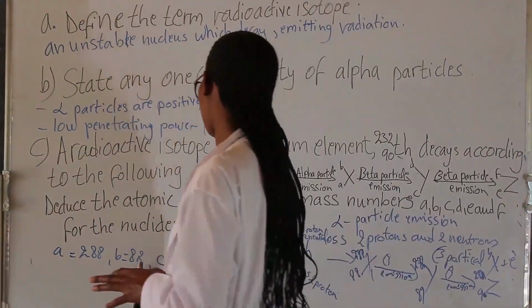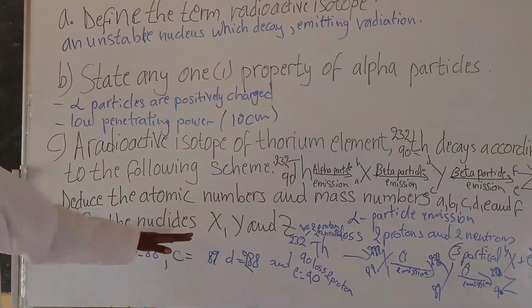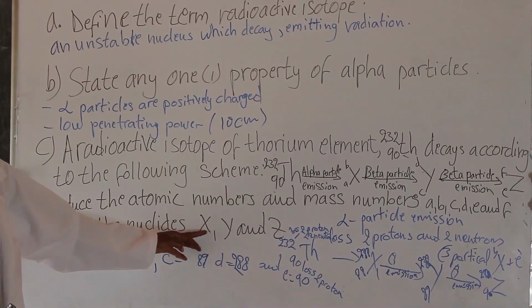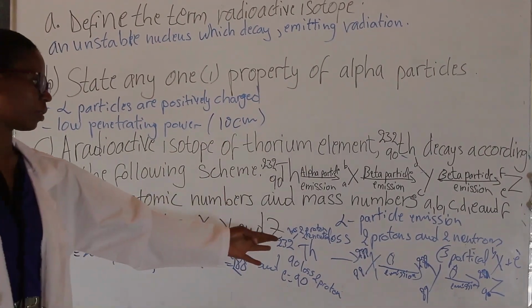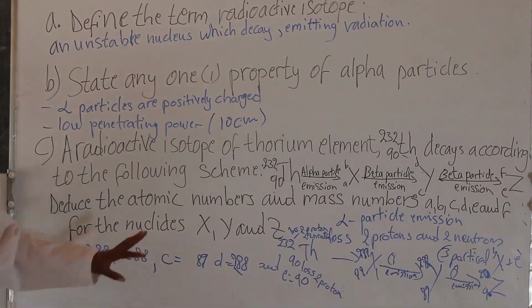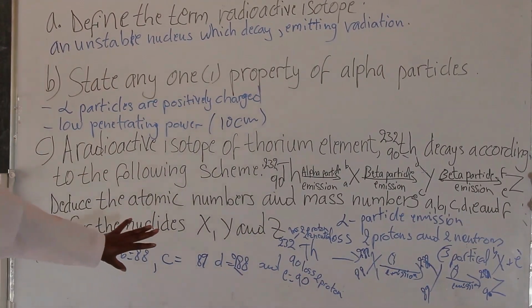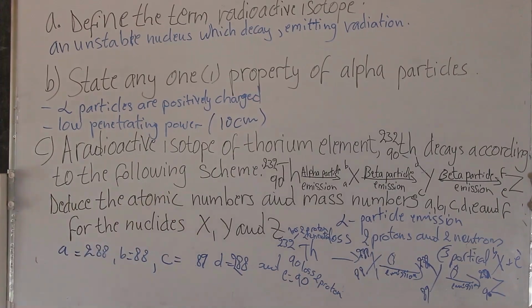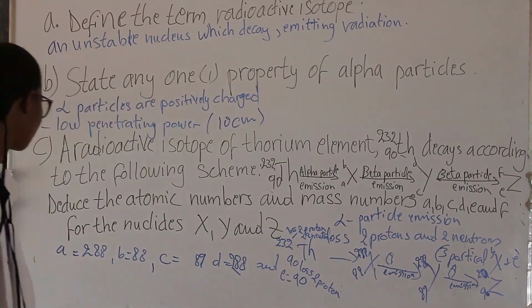Considering those atomic numbers, you may identify what element is X, what element is Y, and what element is Z. Refer to those atomic numbers and consider those elements on the periodic table. Then let's move to the next question.